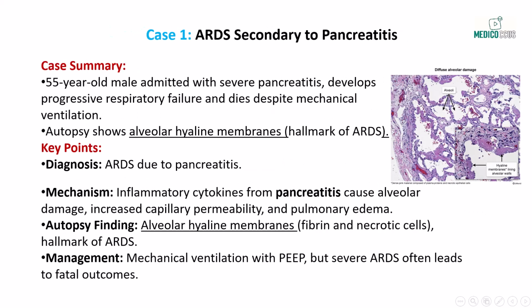In our next case, we have a 55-year-old man who was admitted to the hospital with severe abdominal pain, nausea, and vomiting. His serum amylase and lipase levels were significantly elevated, confirming a diagnosis of acute pancreatitis, most likely due to his history of heavy alcohol use. During his hospitalization, his condition deteriorates rapidly, and he develops severe respiratory distress with bilateral crackles on lung examination. Despite receiving mechanical ventilation and 100% oxygen, his condition worsens, and he ultimately dies from progressive respiratory failure.